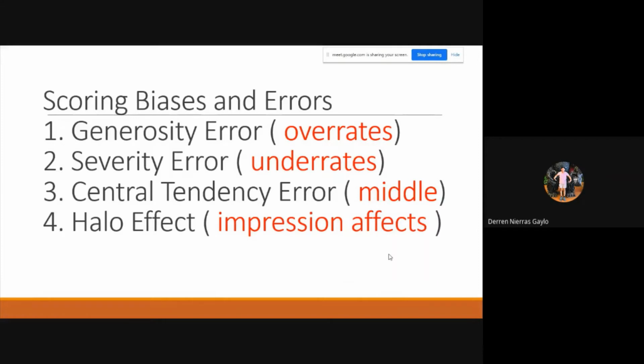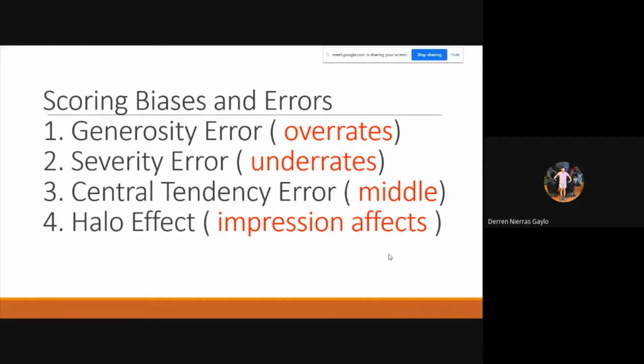Severity error is the opposite. It's more on the underrating. Like if you have 1, 2, 3, 4, 5, with 5 the highest and 1 the lowest, then most of your scores are 1 and 2.